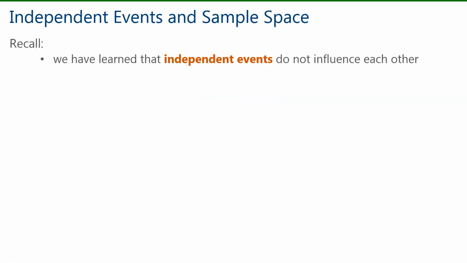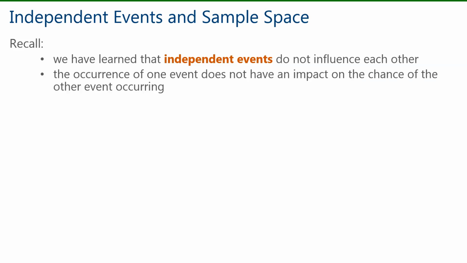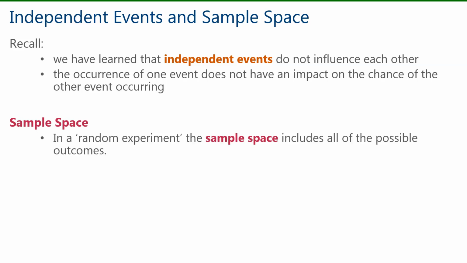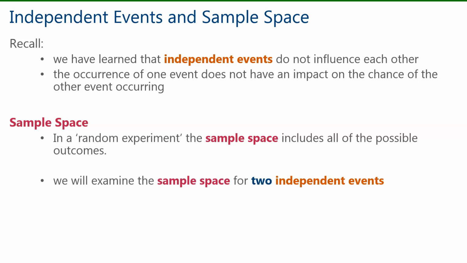Recall, we have learned that independent events do not influence each other. The occurrence of one event does not have an impact on the chance of the other event occurring. Let's have a look at the idea of a sample space. In what we will call a random experiment, the sample space includes all of the possible outcomes. We will examine the sample space for two independent events.